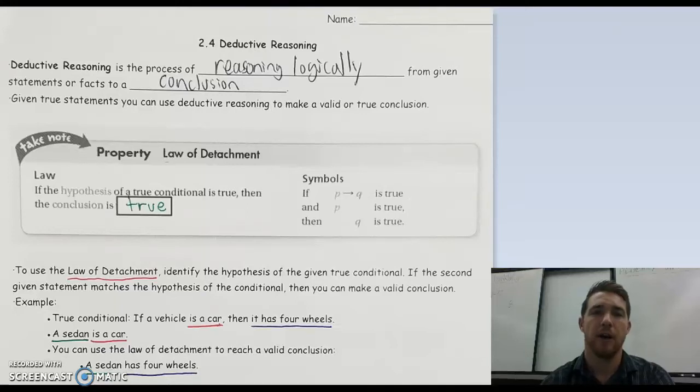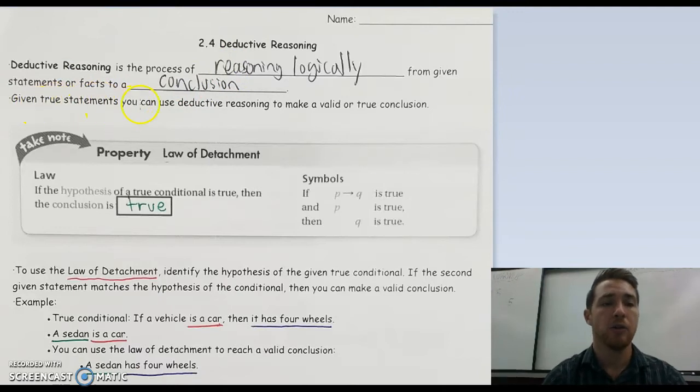So last time we left off with inductive reasoning, and in 2.4 we're doing deductive reasoning. Deductive reasoning, pretty similar, is the process of reasoning logically from given statements or facts to form our conclusion. So compare that with inductive reasoning using those patterns. Given true statements, I can use deductive reasoning to make a valid or true conclusion. And the first way we're going to use that is with something we call the law of detachment.